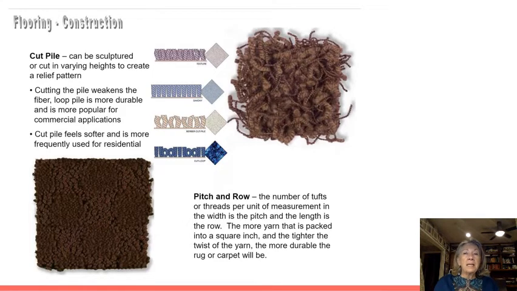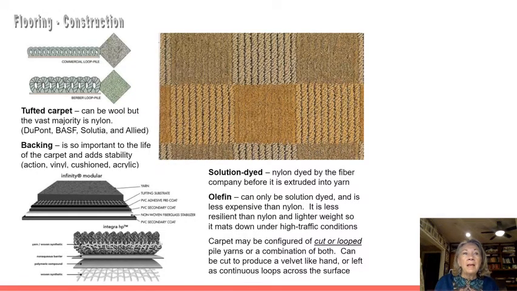Okay, so this gives us a little bit of a better view of what a cut pile looks like. Especially if you look at the images in the center here, you can see what that pile looks like cut in different ways, giving us different looks. Pitch and row just refers to the number of tufts or threads per unit of measurement. It's similar to what we learned about in the past with our sheets and the thread count. And then, to contrast with that pile, this shows us more of a tufted or the looped carpet.